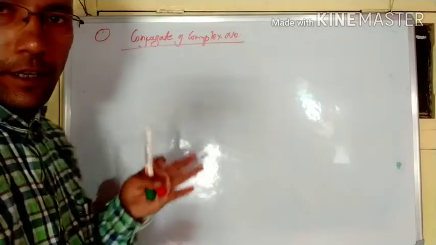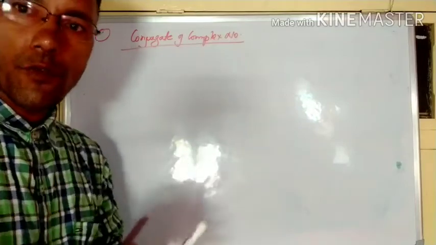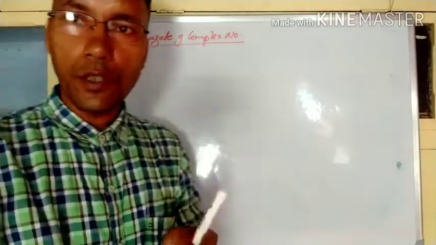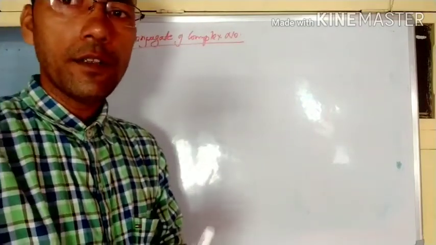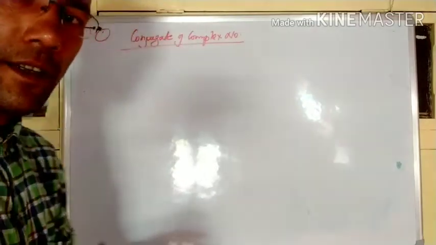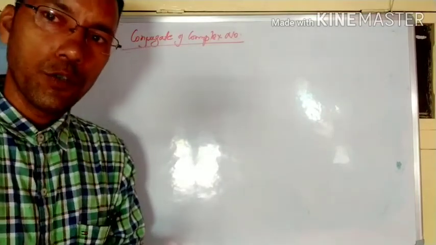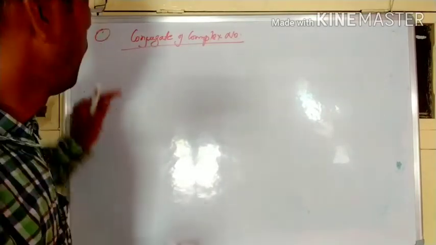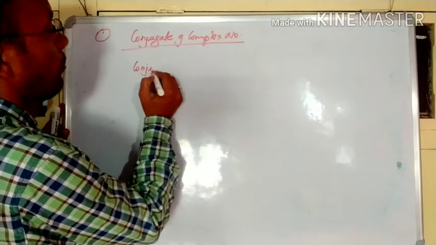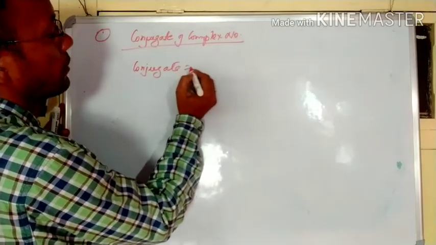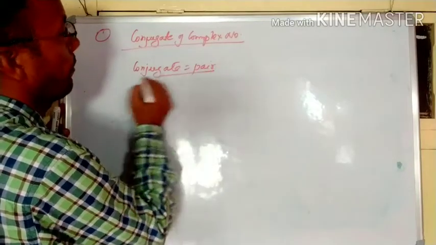Just for understanding purposes, the left hand shoe and the right hand shoe are a pair. The left hand shoe is the conjugate of the right hand shoe, and the right hand shoe is the conjugate of the left hand shoe, right? So conjugate means pair.